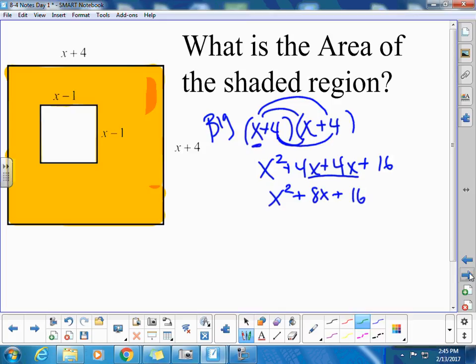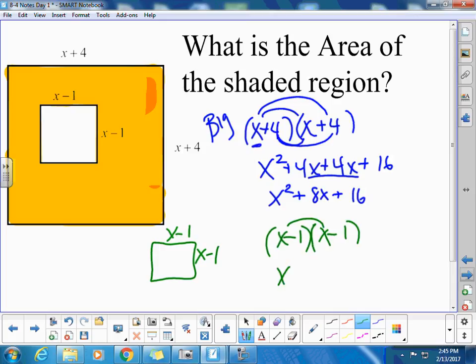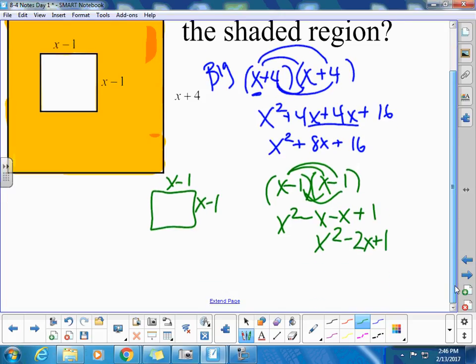All right, then my inner box is x minus 1 by x minus 1. So I need to do x minus 1 times x minus 1. I have x squared minus x minus another x plus 1. Or we get x squared minus 2x plus 1. I'm rushing because the bell's going to ring and it's going to be noisy. But anyway, I want to know the shaded area.